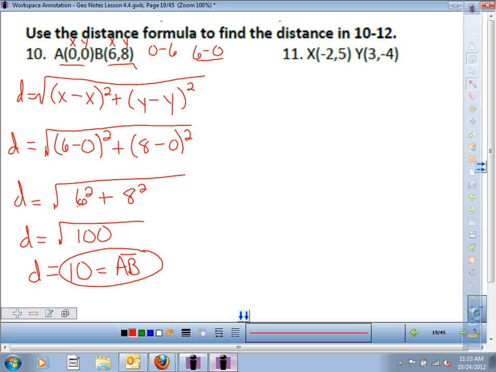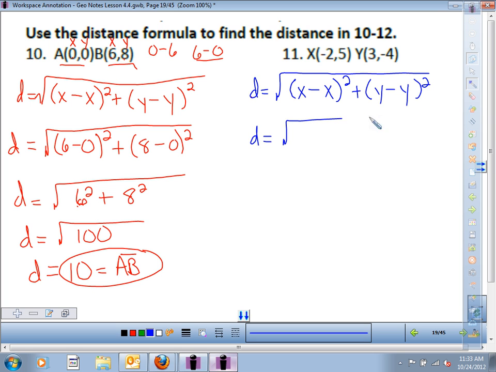Okay, let's do one more of those, and then we will be done. So let's go over here to the distance between points X and Y. So d equals the square root. I'm going to rewrite the formula. Now on your homework, you do not need to rewrite the formula every time, but you do have to show your work. So you are going to need a separate sheet of paper to do your work for this assignment, or I will not give you points. So d equals the square root.